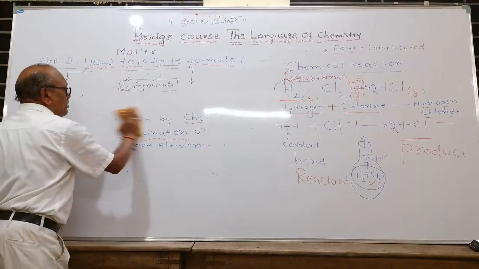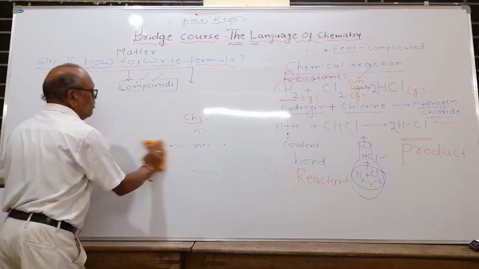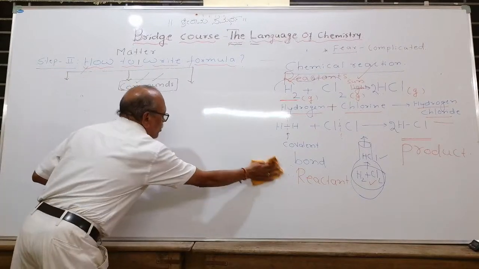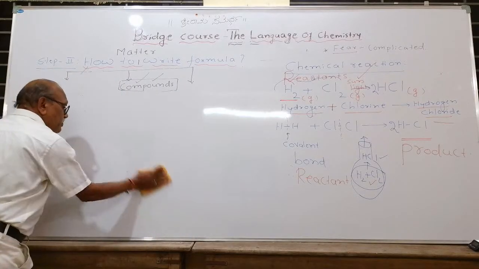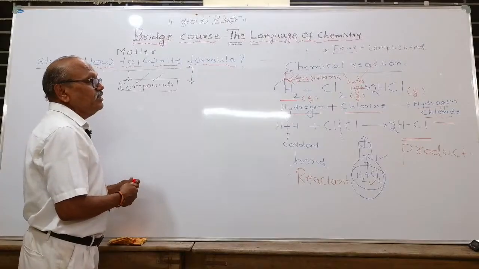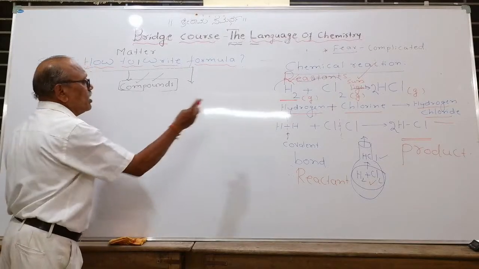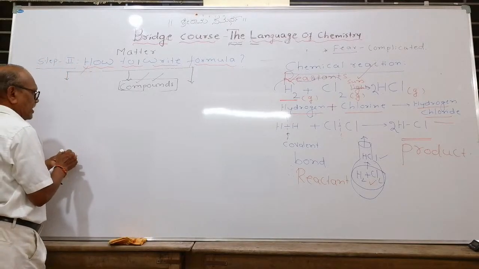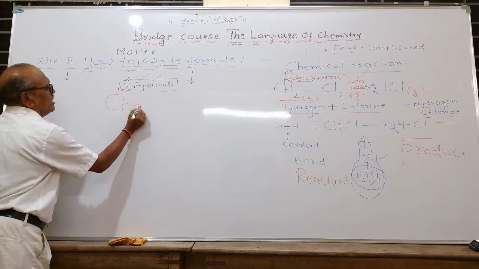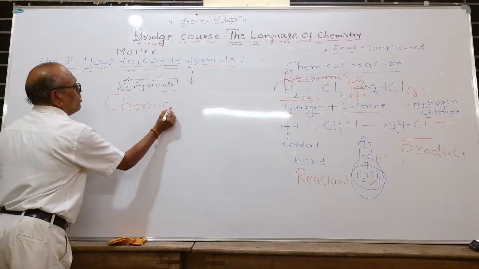Generally, on paper or on the board, when we write a chemical reaction taking place either in nature or in the laboratory, how do we represent it? To represent it, these symbols are used. This symbolic representation of a chemical reaction is called a chemical equation. What is it called? Chemical equation.